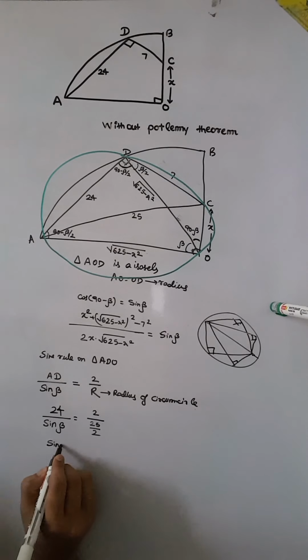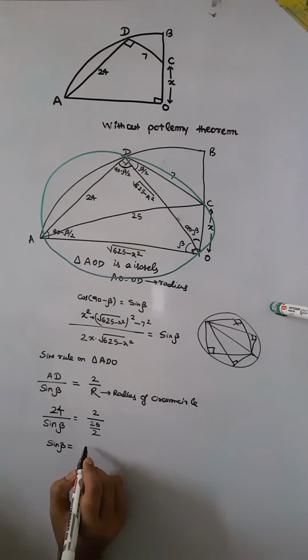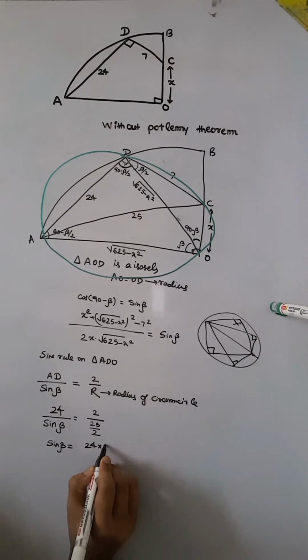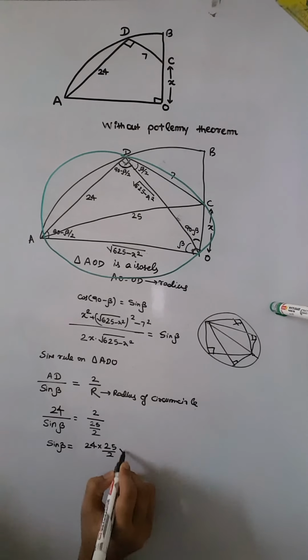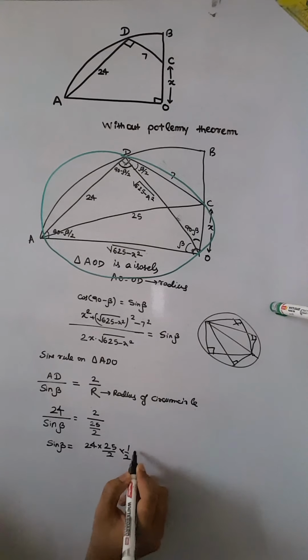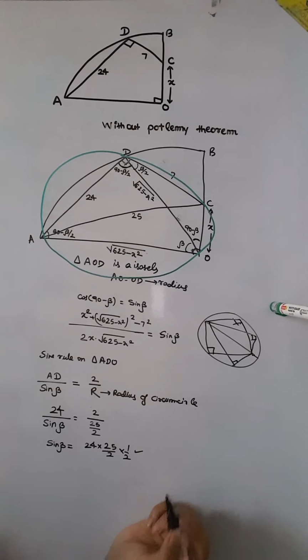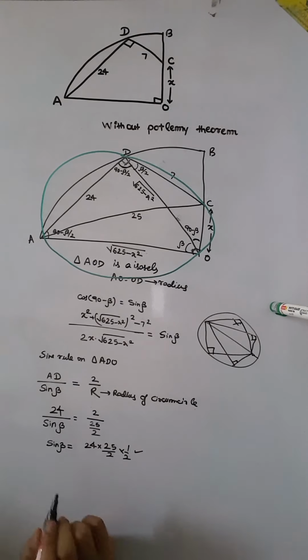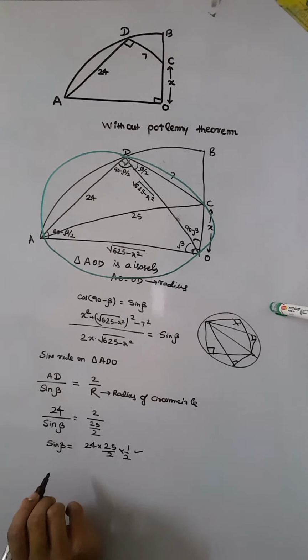So the value of sine beta is equal to 24 into 25 by 2 into 1 by 2. So this is the value of sine beta. Now what we can again do is, we have an expression regarding x, and we need to find the value of CO. Actually, our main goal is to find the value of CO. So we also need to take that into our concern.